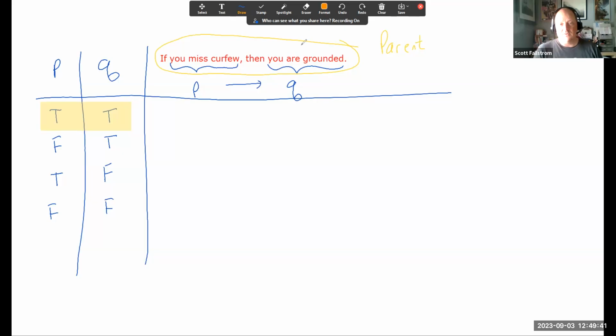Now we go back and review that statement from your parent. Your parent said, if you miss curfew, then you are grounded. You'd have to look at that and say, well, I sure can't prove it false. That is absolutely true. Okay. Let's move down and try this next one.